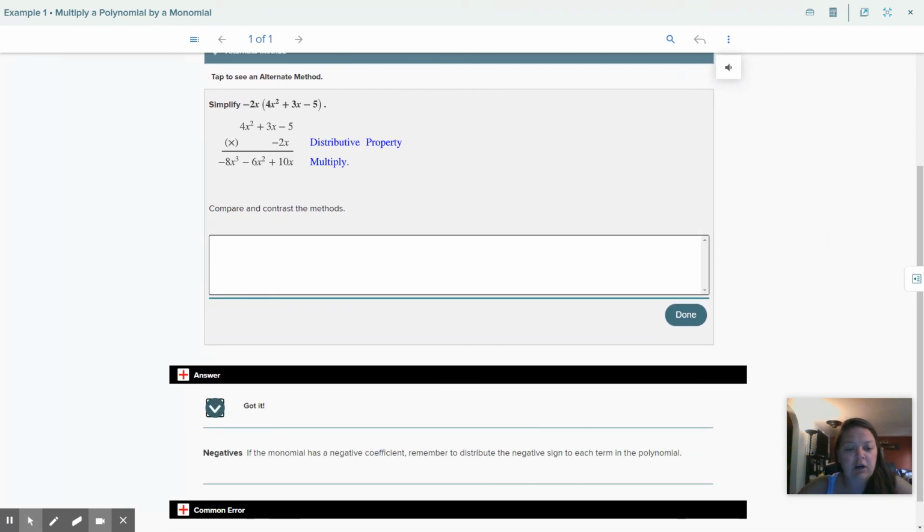Something for you to watch out for: if the monomial has a negative coefficient, remember to distribute the negative sign to each term in the polynomial, right? That negative 2x, that negative sign has to go with the 2x through the whole problem, right? Don't leave it behind. It's got to stay with it.